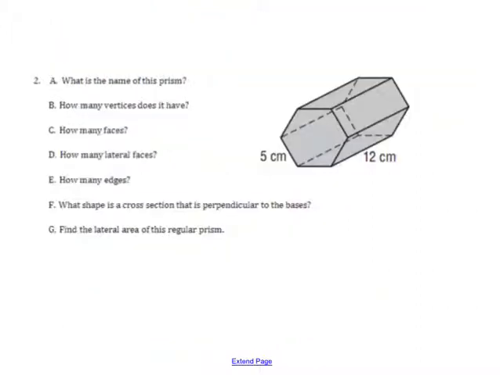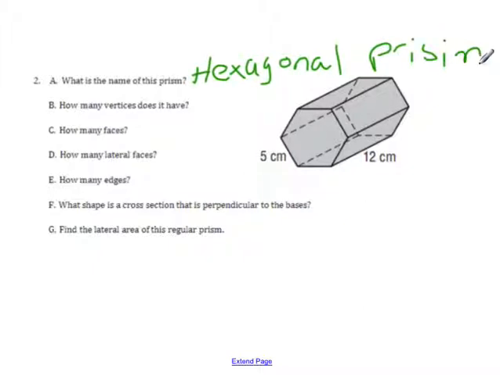Moving on, talking about a hexagonal prism. So what is the name of this one? It is, like I just said, a hexagonal prism. How do I know that? I know that because there are 2 hexagons as the base. So now I want to calculate how many vertices it has. It has 1, 2, 3, 4, 5, 6 points there, 7, 8, 9, 10, 11, 12 points there. So it has 12 vertices because there's 6 on each base.